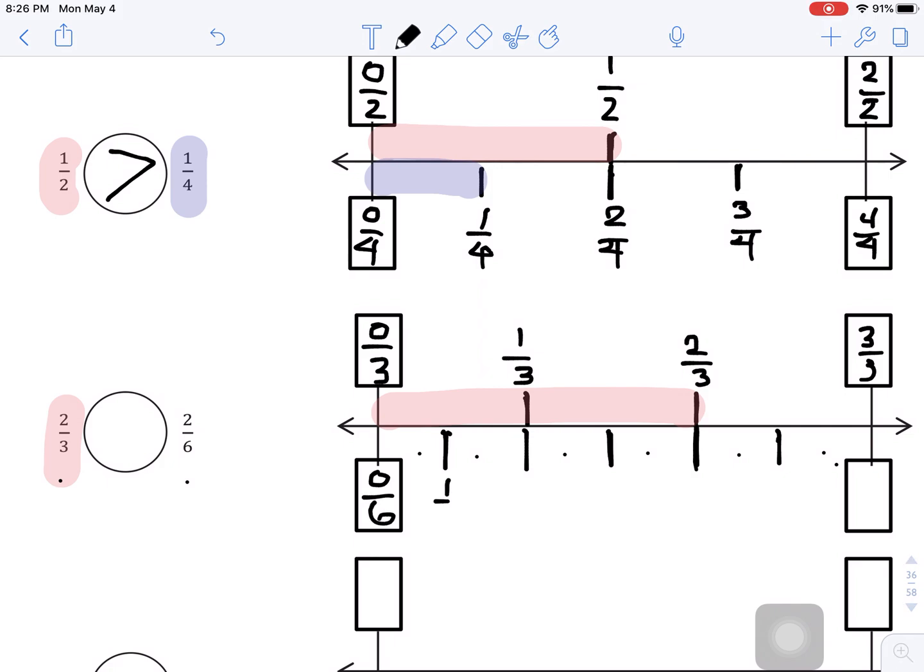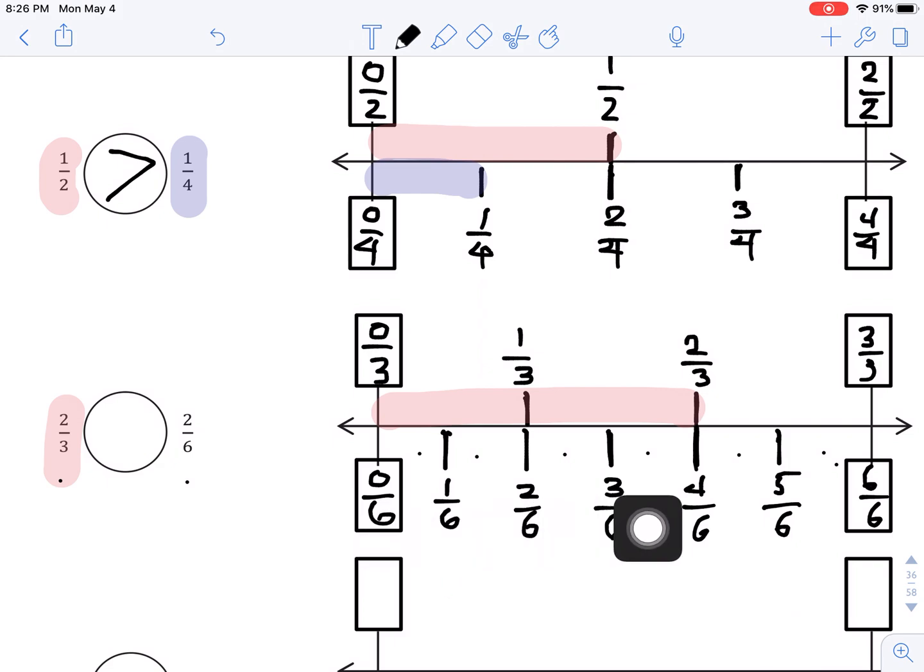0/6, 1/6, 2/6, 3/6, 4/6, 5/6, and 6/6. Hey, I'm done with my number line. So right there, 0, 1, 2, 3, 4, 5, 6. Looks like it works. Now let's go ahead and shade in that 2/6. I'm going to go to 2/6. So I start at 0, 1, 2.